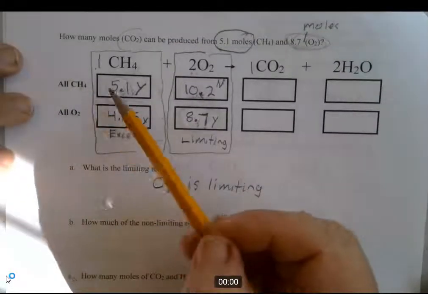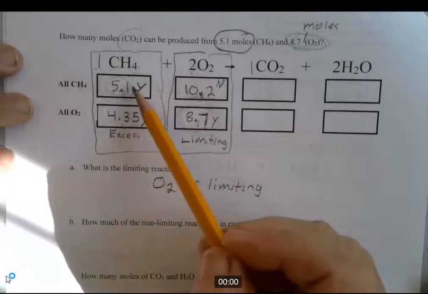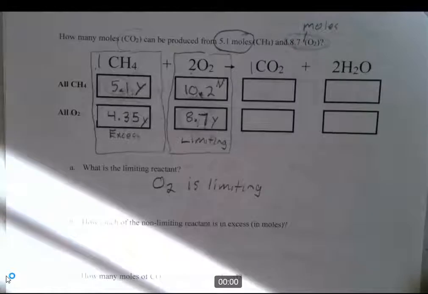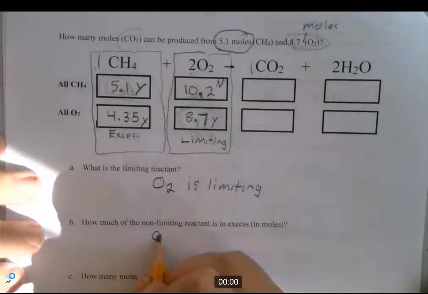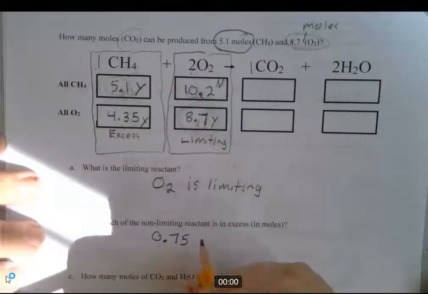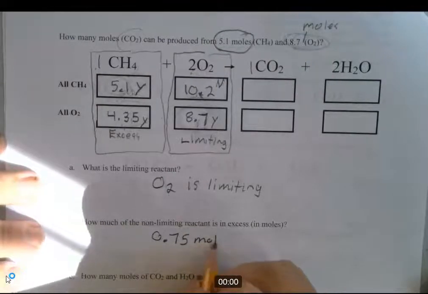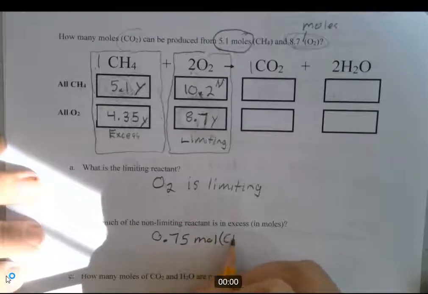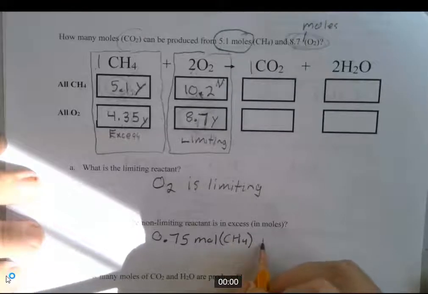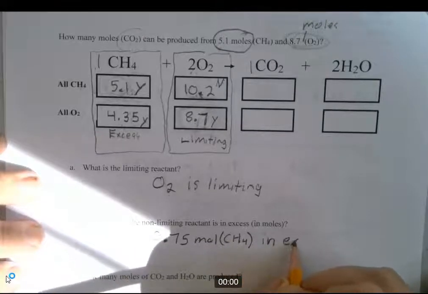So what's the excess? It's simply the difference between these two numbers. It's always a positive number, of course. So it's going to be 5.1, that's how much we were given of the CH4, minus the amount we actually had to use to burn all of our oxygen. We didn't need any more than that to burn all of our oxygen, and that was 0.75. So the non-limiting or excess reactant is 0.75 moles, and we should identify it. It's CH4. So we have 0.75 moles of CH4 left over. And the chemistry term for that is in excess.